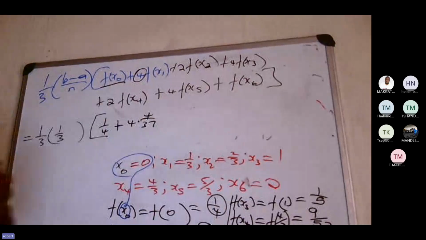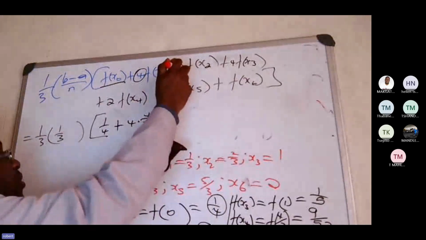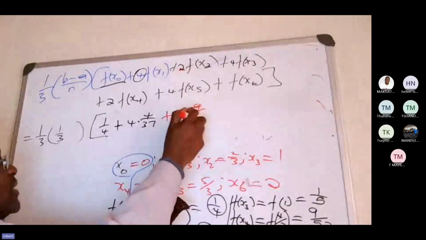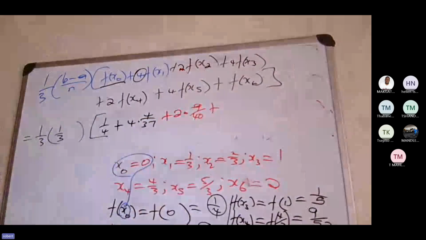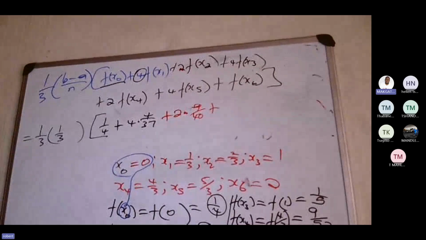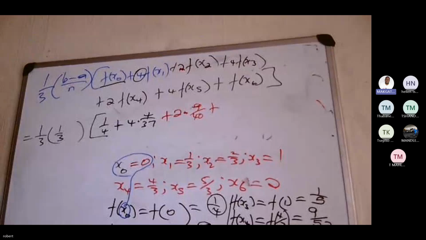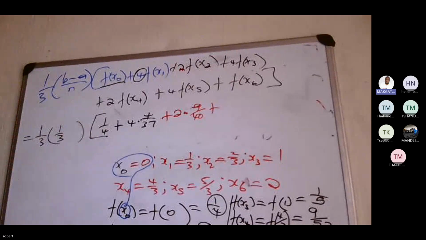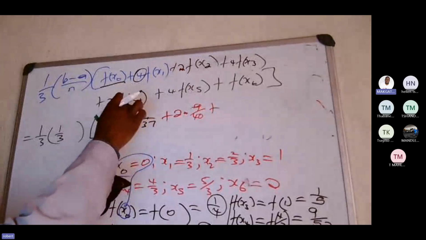Don't forget, the next one is this 2. 2 by f of x2. What is f of x2? This is f of x2. 9 over 40. Plus what? Say again? The second term that you said, the first is 1 over 4 plus 4 multiplied by 4 over, not 9 over 37. I think it's 9 over 37. Oh, okay, yeah, that's right. Oh, it's 9, isn't it? Thank you very much. It's 9.